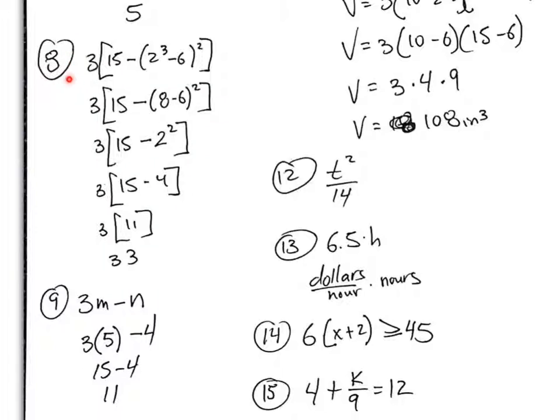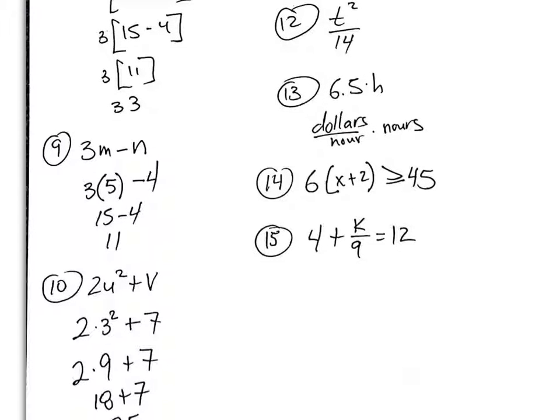Question 8 looks like this. So we go way inside, inside the parentheses, and we're going to deal with the exponent first. 2 to the 3rd is 8. And then we're doing what's inside the parentheses before we deal with this. 8 minus 6 is 2. So we have 2 to the 2nd power. These aren't parentheses, these are actually brackets, but they do the same thing. So inside, we're going to do the exponent first before we do this subtraction. 2 to the 2nd power is 4. Then we can subtract 15 minus 4 is 11, and then it's a simple multiplication. 3 times 11 is 33.